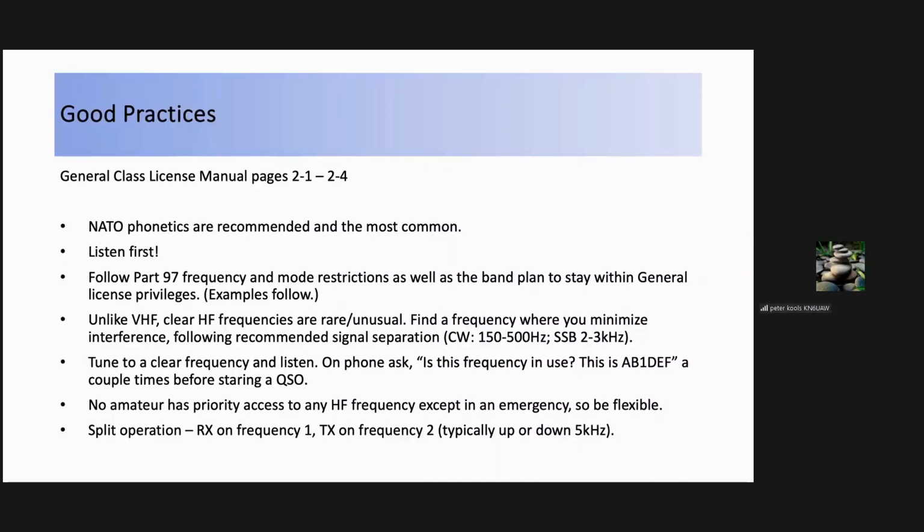Unlike VHF, clear HF frequencies are rare and unusual. Find a frequency where you will experience minimal interference and follow the recommended signal separation for continuous wave or CW. It's 150 to 500 hertz. For single sideband, it's 2 to 3 kilohertz. You want to tune to a clear frequency and listen. On a phone, ask, is this frequency in use?